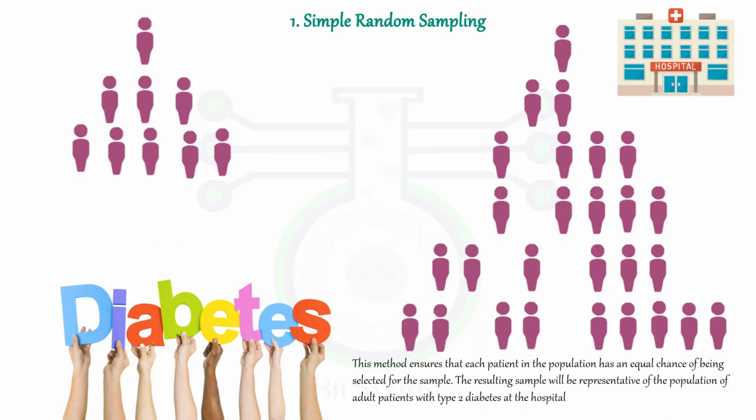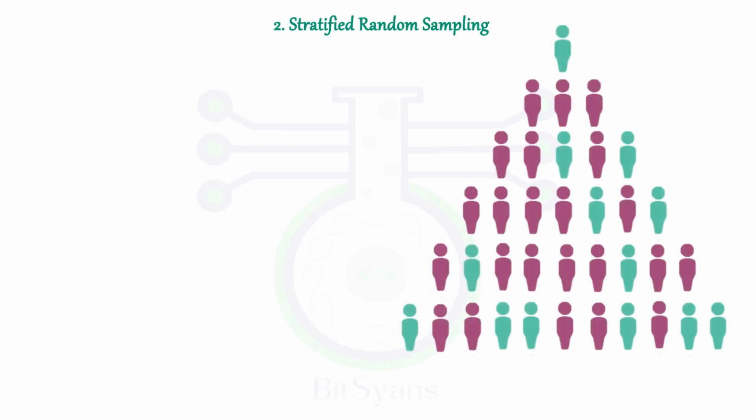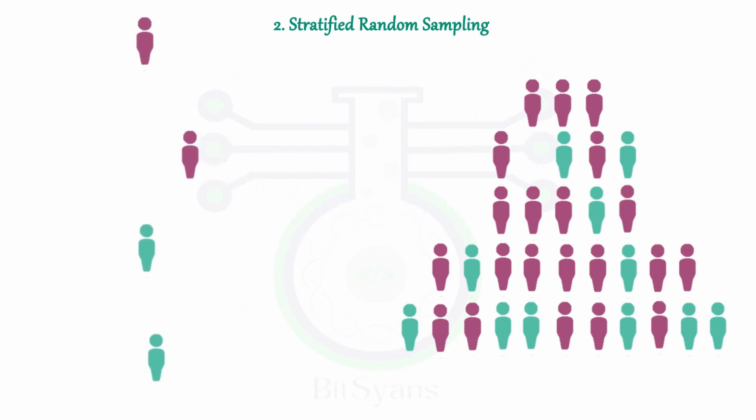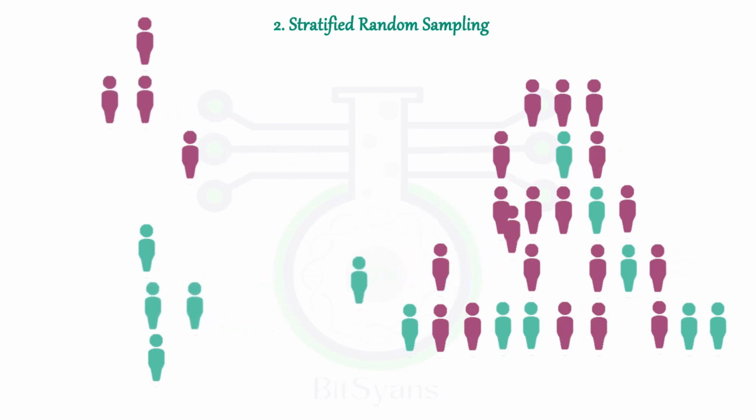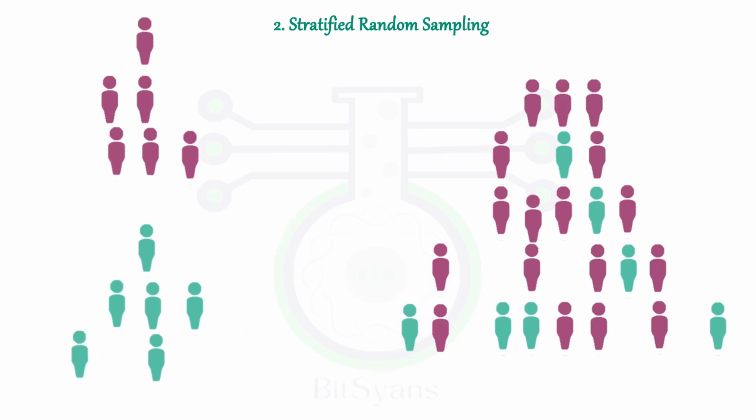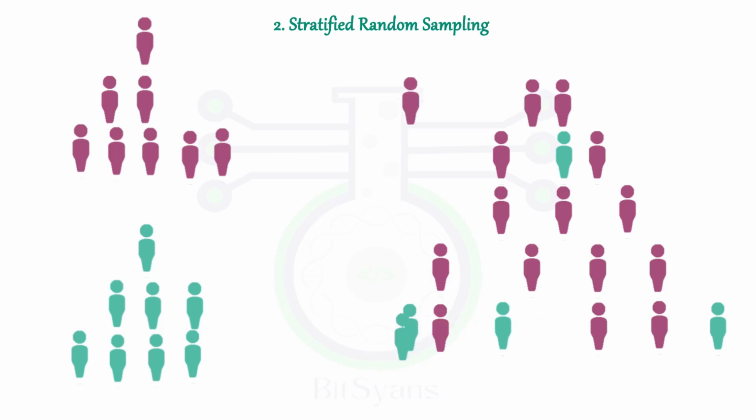This method ensures that each patient in the population has an equal chance of being selected. Example of stratified random sampling. To estimate the average weight of a person from a heterogeneous population of females and males, stratified random sampling is used. Here, males form one stratum and females form another stratum in the population. A sample is drawn from each stratum so that the variability in each stratum is adequately represented in the population, forming strata.